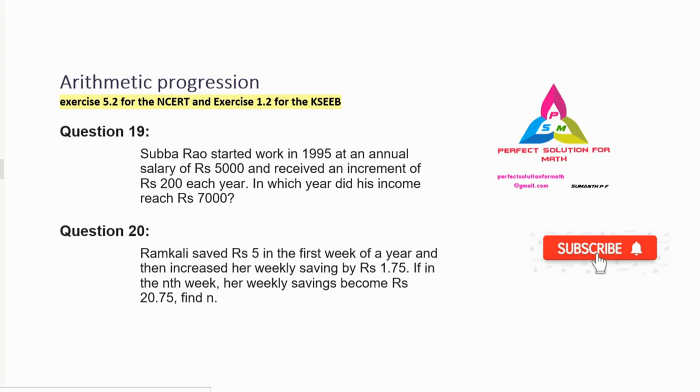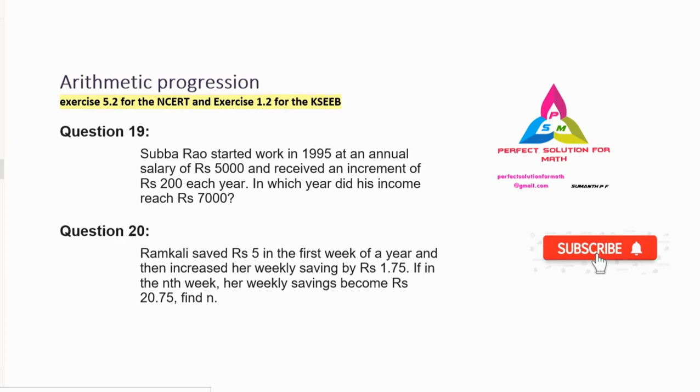Question number 19 is: Subba Rao started work in 1995 at an annual salary of rupees 5,000 and received an increment of rupees 200 each year. In which year did his income reach rupees 7,000?